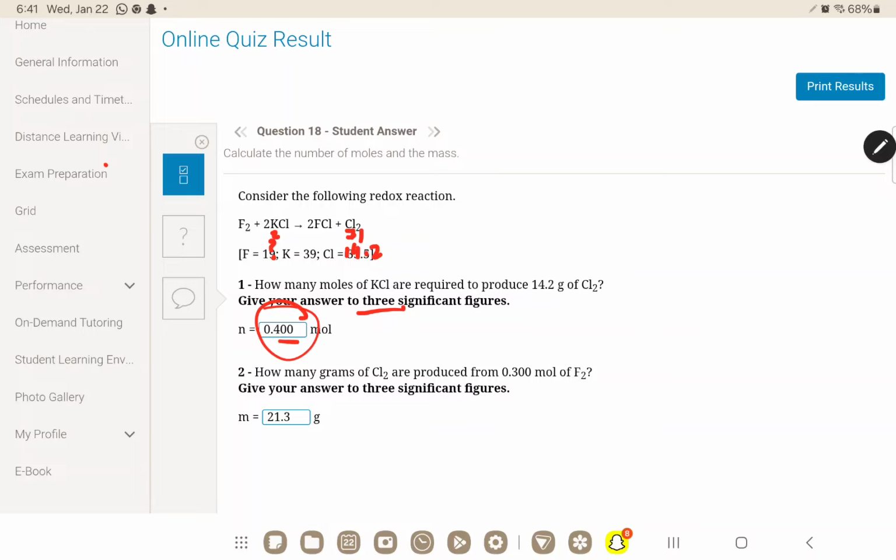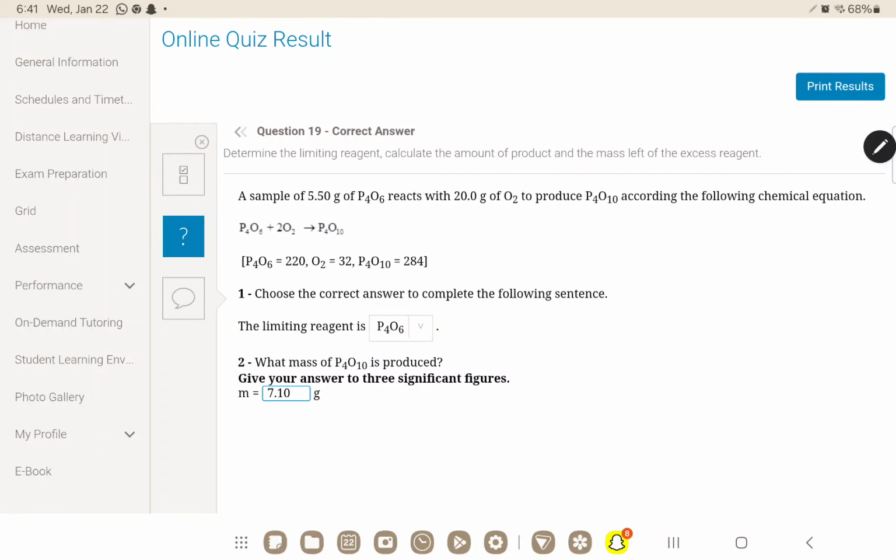Now, how many grams of Cl2? So now you want to switch it around. How many grams of Cl2? Here you had 71. Are going to be produced from 0.3 moles. Here you had 1 mole and now you have 0.3. So 0.3 times 71. Then divide by 1. Doesn't matter, you're going to get 21.3. And that's it. Now, let's move on to our last question.